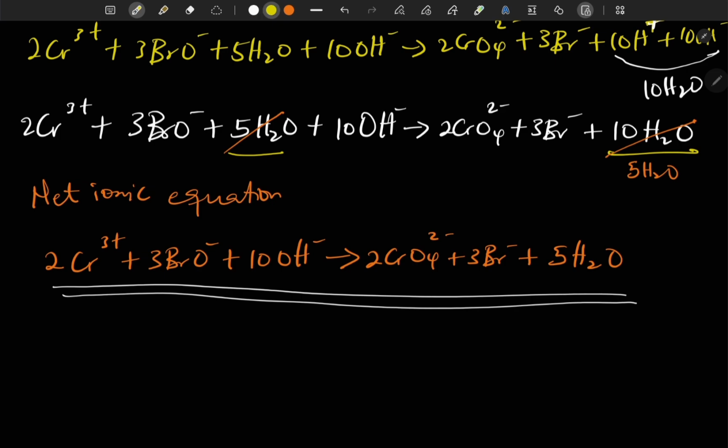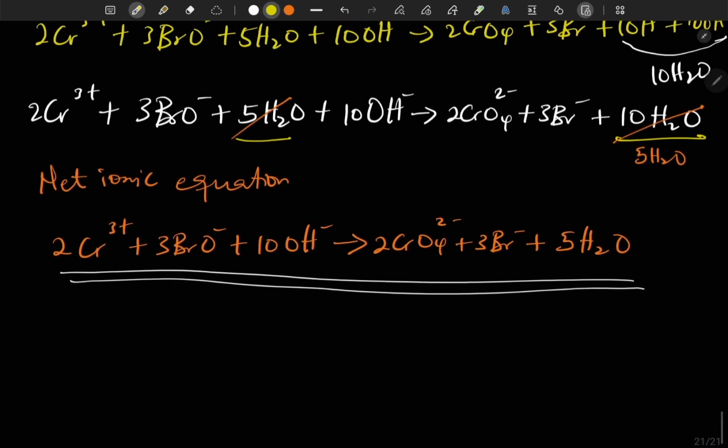Let's confirm if the number of charges are equal at both sides of the equation. Here we have 2 times 3, that's +6, 3 times -1, that's -3, 10 times -1, that's -10. +6 minus 3 minus 10 is equal to -7. At the right hand side, we have 2 times -2, that's -4, 3 times -1, that's -3, it's also equal to -7. So the redox equation is balanced.